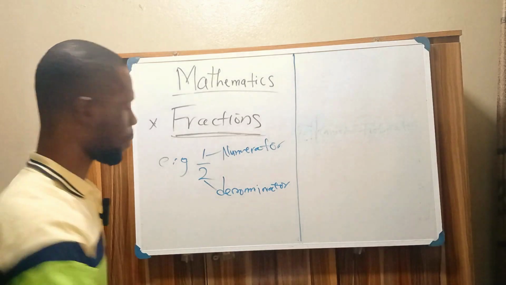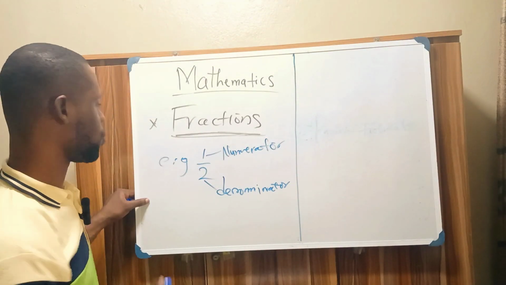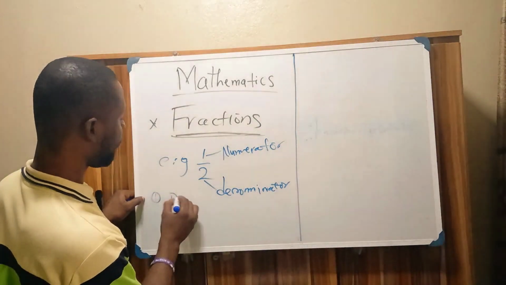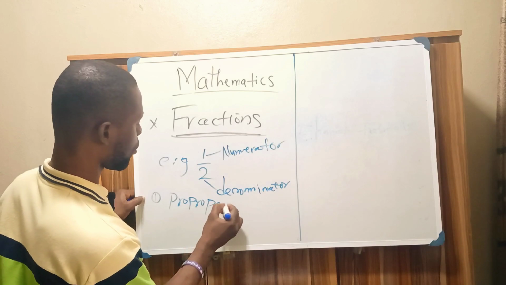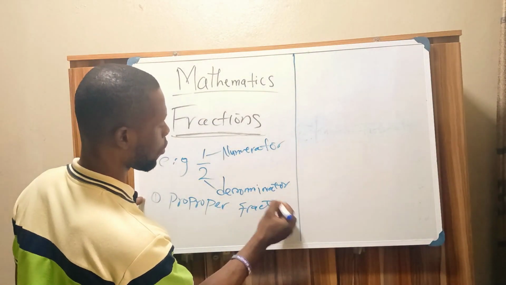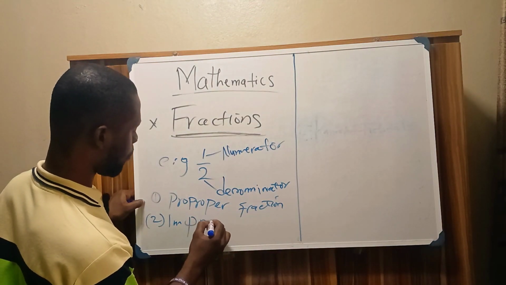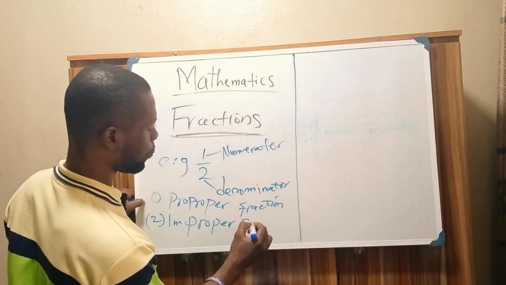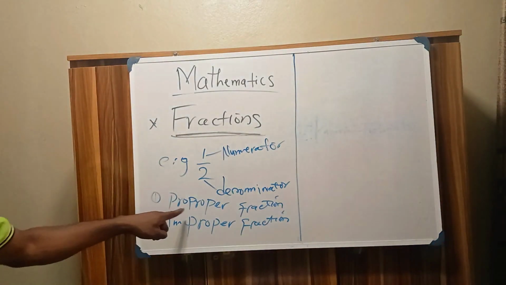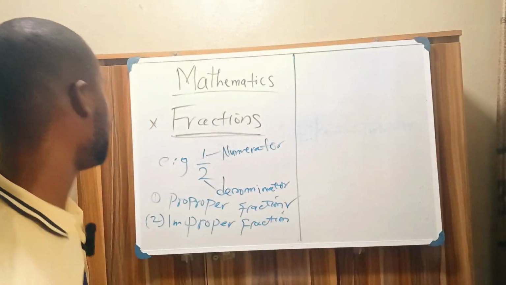Now, there are essentially two types of fractions. One of them is a proper fraction, and number two, an improper fraction. Now, what do we mean by a proper fraction?